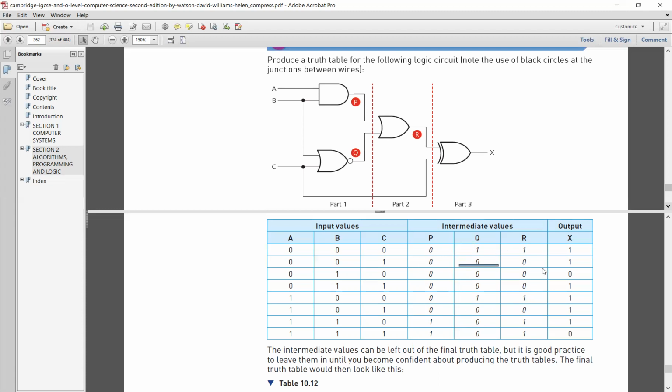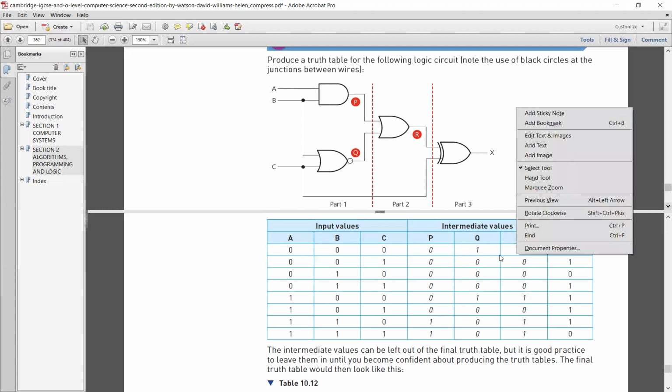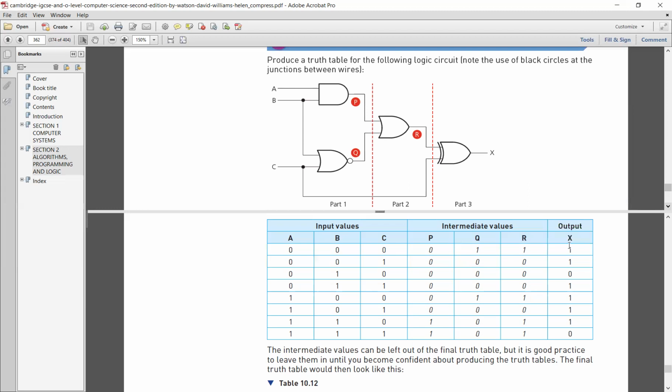So when I'm working for X, I'll ignore all the columns in between and I'll only concentrate on column C and column R. Column C is 0 and column R is 1. So you can see it's basically 0 XOR 1, and that will be a 1 because the signals are opposite. Same goes here, 1 XOR 0 is a 1. 0 XOR 0 is a 0 because of signals being the same. Similarly, 1 XOR 0 is a 1 because signals are opposite. 0 XOR 1 is a 1. Similarly, 1 XOR 0 is a 1. 0 XOR 1 is a 1. And 1 XOR 1 is only a 0.